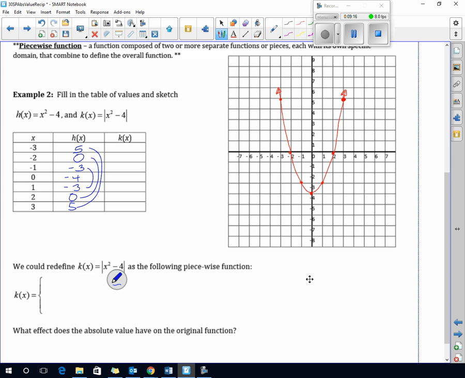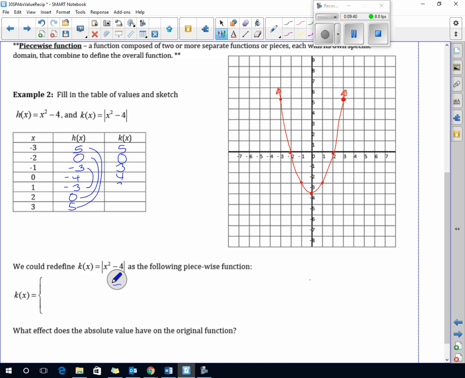So now, if k of x is the absolute value function, what's going to happen to my 5? It's going to stay as 5. What's going to happen to my 0? Stay as 0. What's going to happen to my negative 3 this time? It's going to be positive 3. What about my negative 4? 4. What about my negative 3? 3. What about my 0? 0. What about my 5? 5.